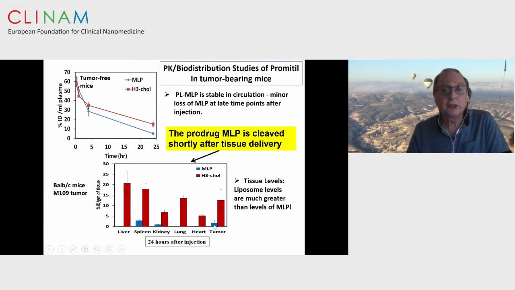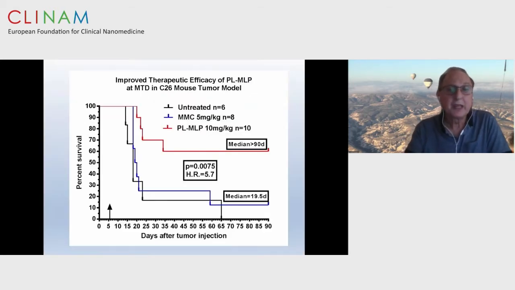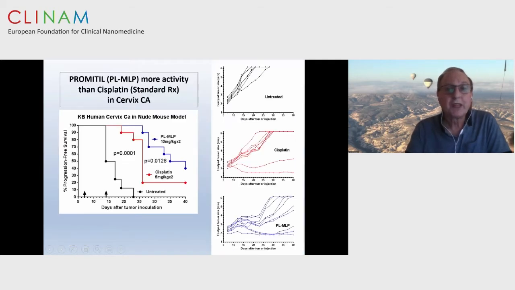When we measure the prodrug in tumor, we see much less than liposomal radiolabel, because the prodrug is cleaved very quickly, and then mitomycin C is very difficult to measure due to its extremely fast and avid binding to DNA. We have shown in many tumor models that this formulation is superior not only to mitomycin C, as you can see here, mitomycin C is in blue, Promethyl is in red, but it is also more active than other comparators, such as cisplatin in this human model of cervix cancer.